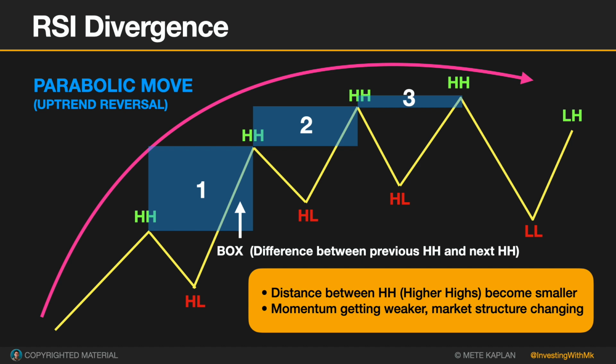And box 3 is smaller than box 1 and also box 2, which makes the uptrend even weaker. And momentum is almost lost. Market structure is changing from uptrend to downtrend.